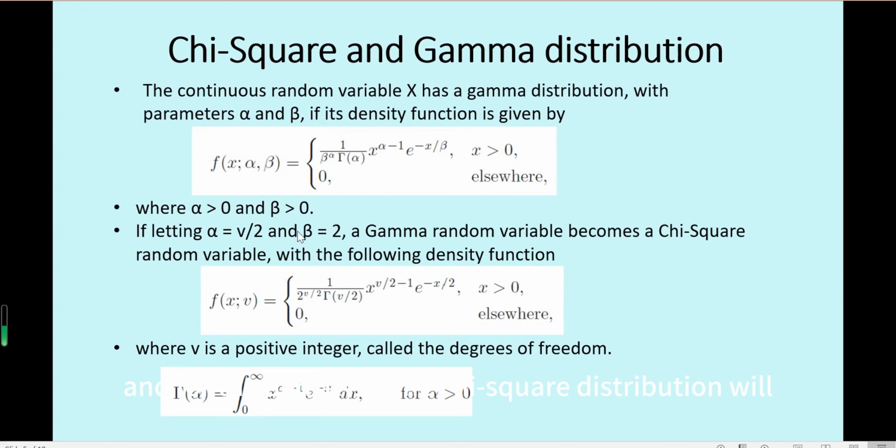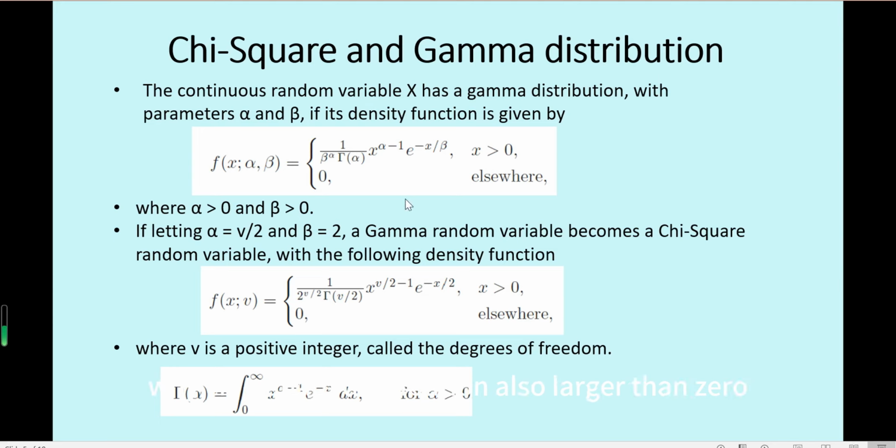And the density of the chi-square distribution comes from the gamma distribution. The gamma distribution is the foundation of many distributions in statistics. Gamma distribution has two parameters, alpha and beta. Its density function is given by this formula: 1 divided by beta to the power alpha times gamma of alpha, then times x to the power alpha minus 1, times e to the power of minus x divided by beta. So the gamma distribution is for a variable larger than 0.